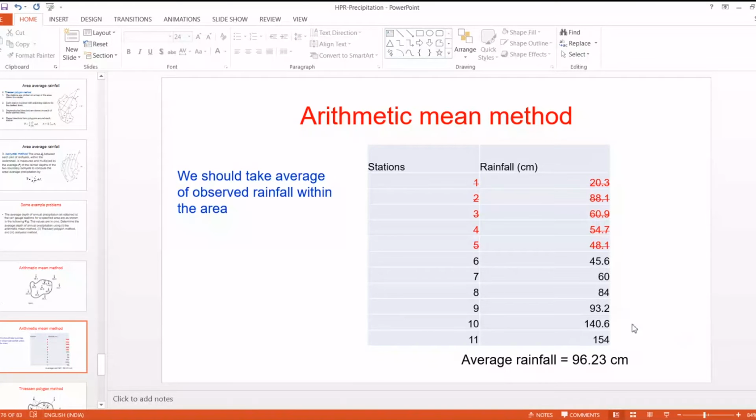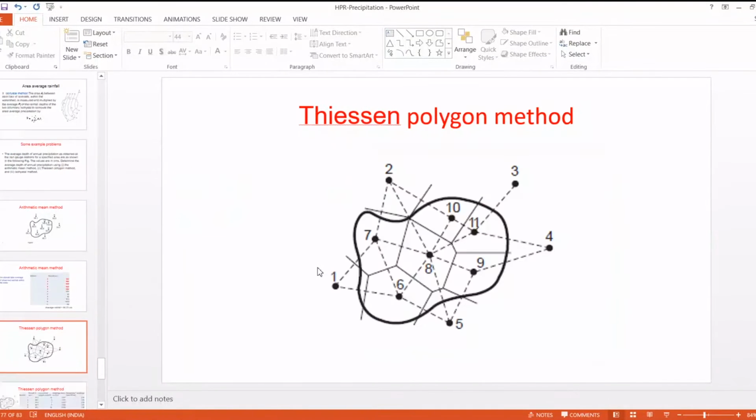But note that for this rainfall distribution, we cannot use the arithmetic mean method because the variation is quite high. You see at rain gauge station 10, rainfall is 140.6 centimeters, whereas rainfall at station 6 is 45.6. So the variation is much more than 10%. So the arithmetic mean method simply cannot be used for this catchment area.